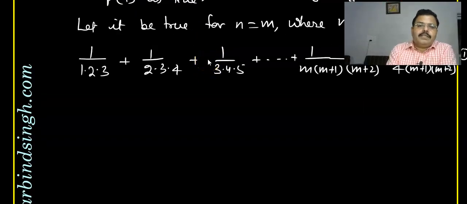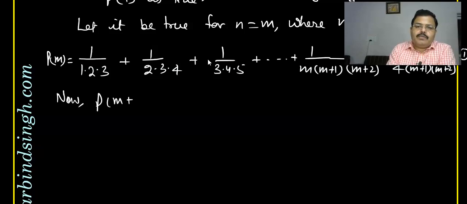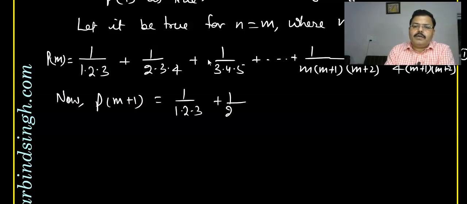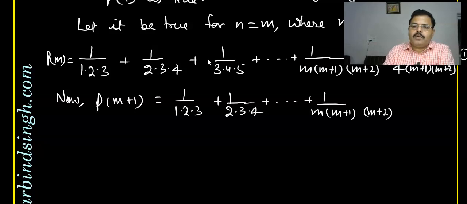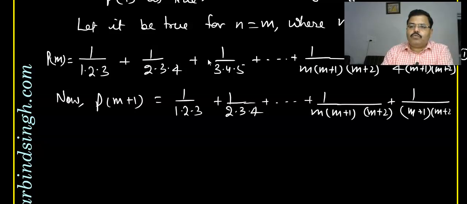And this is equivalent to P m. So now P m plus 1, for n is equal to m plus 1, this expression can be written as 1, 2, 3, 2, 3, 4, like this, and like 1 upon m into m plus 1, m plus 2, plus the next step will be m plus 1, m plus 2, and m plus 3, also m plus 3, isn't it? So I can write it here. Let me write in green. m plus 3 will be also there, that will be m plus 3.